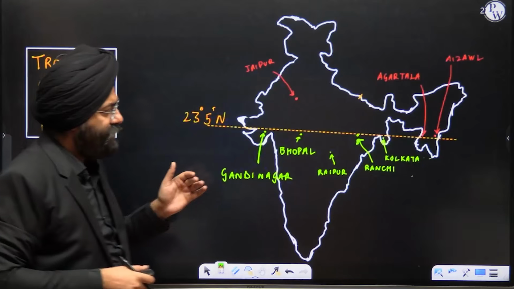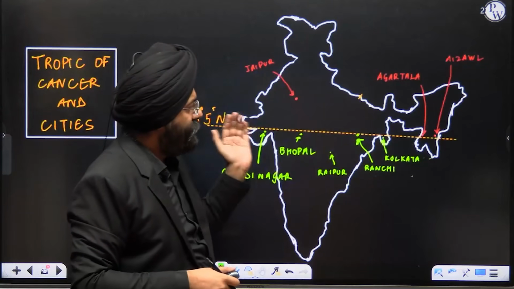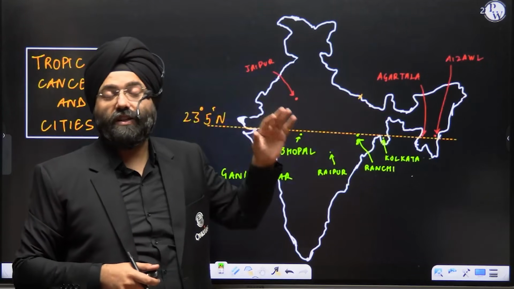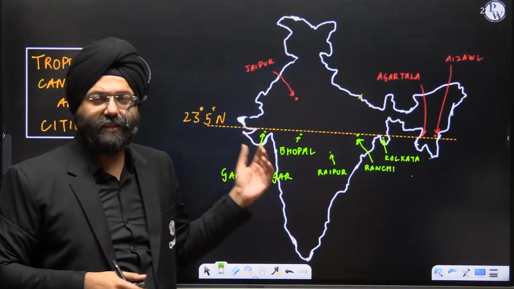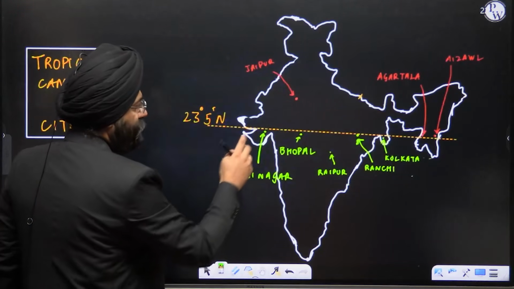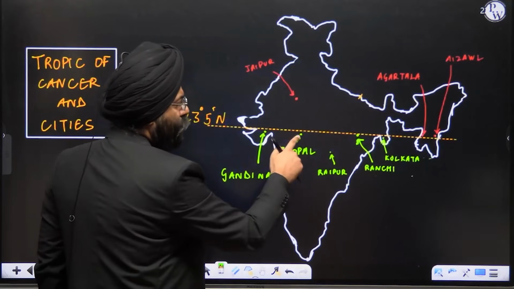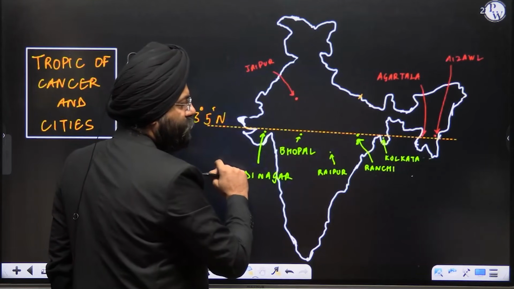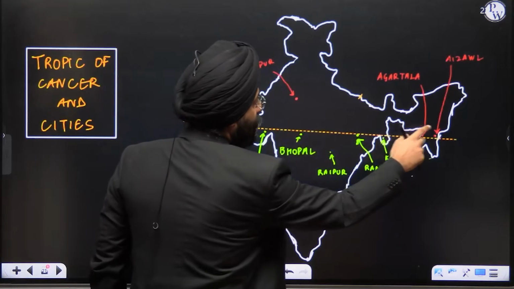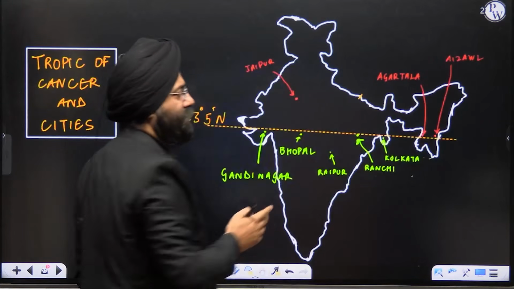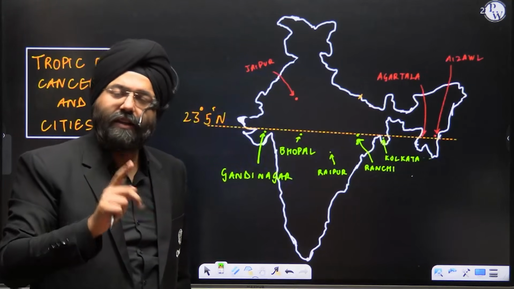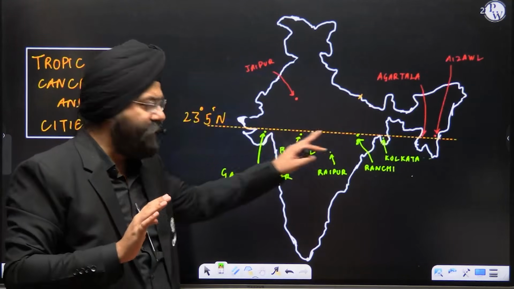If you realize, these are the capitals of the states which it is cutting, or the important places with respect to the states which are being cut. Now see over here, Gandhinagar in Gujarat, Bhopal in case of Madhya Pradesh. Then you have Ranchi, Raipur, Kolkata, Agartala, Aizwal, and Jaipur with respect to Rajasthan. These are the important places which are present in the map in the NCERT, and they very categorically mention it.